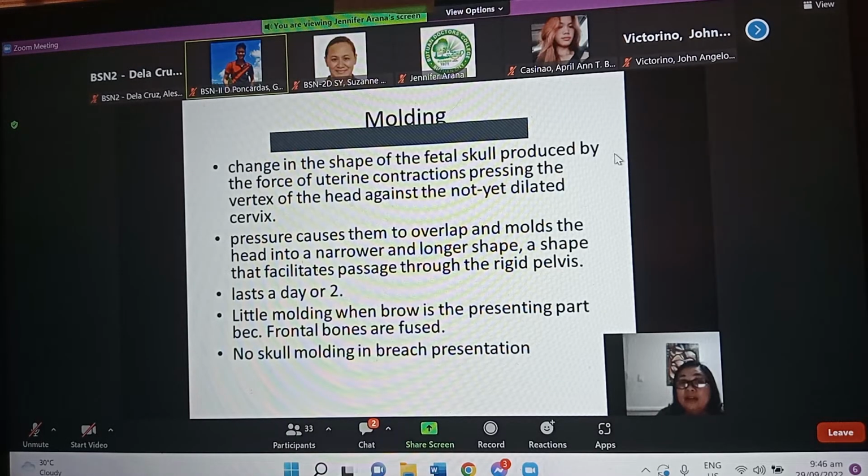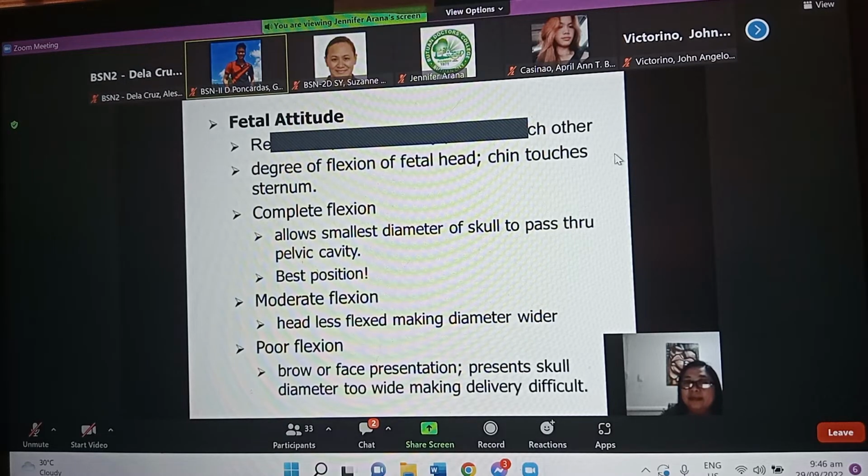And there is no skull molding in breech presentation. Of course, because the head is not the first to come out, right? It is the lower portion of the child's body, or of the fetus's body.